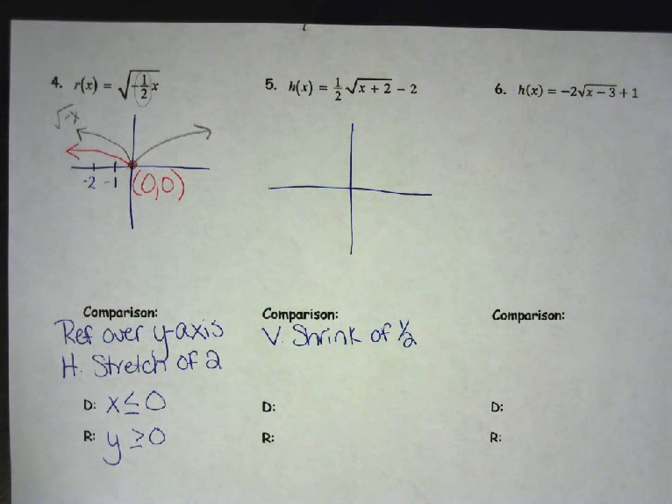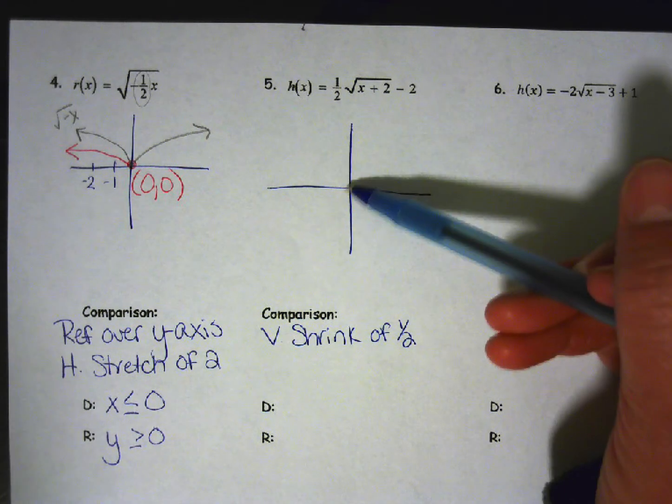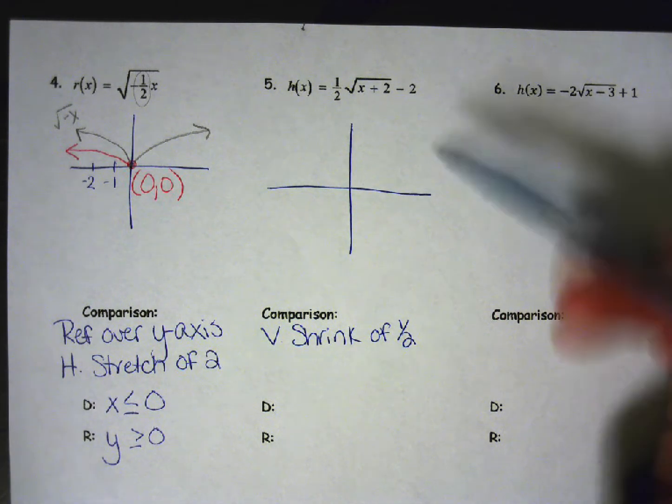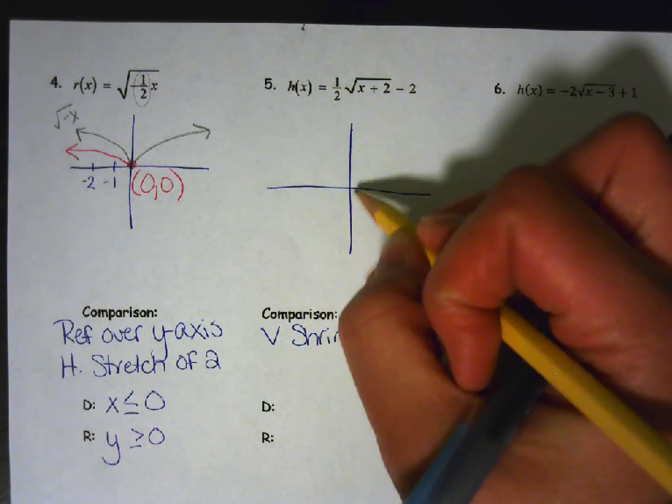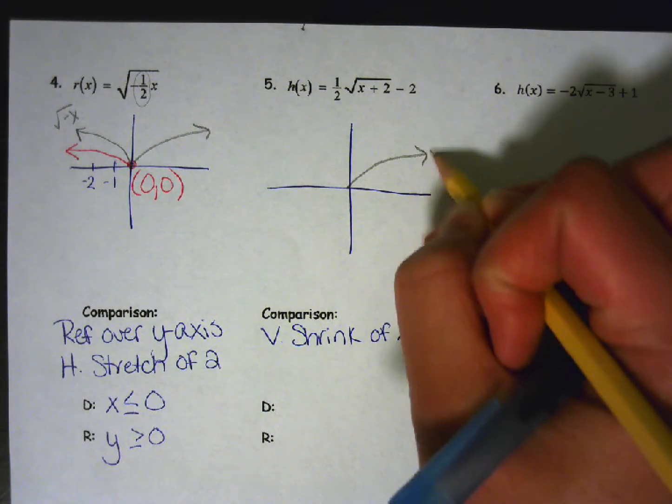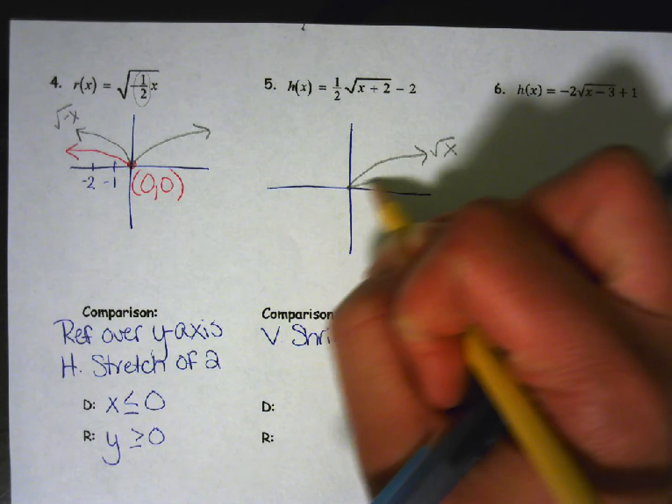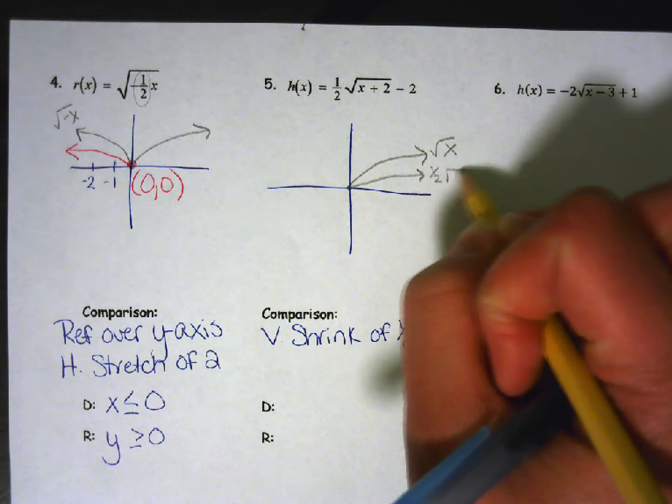So this is just going to make it a little flatter. So again, it's just going to kind of be flatter. And then here I can kind of draw it. So here was your parent. And now the 1/2 is just going to make it flatter like that, okay?